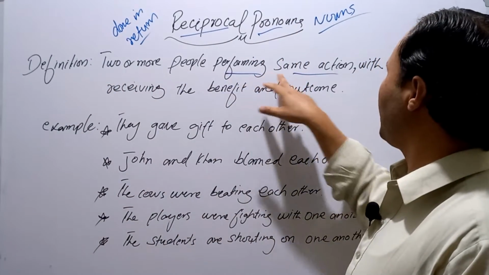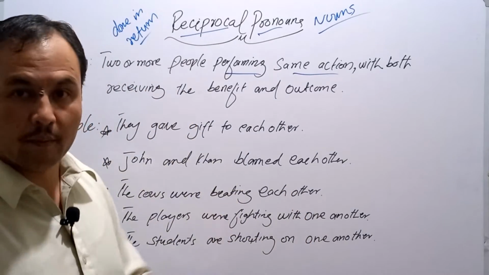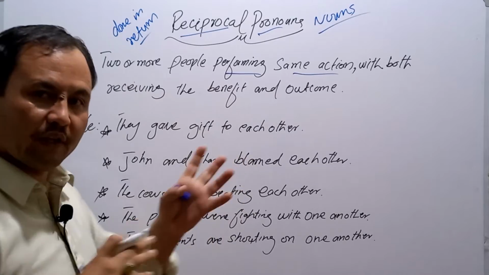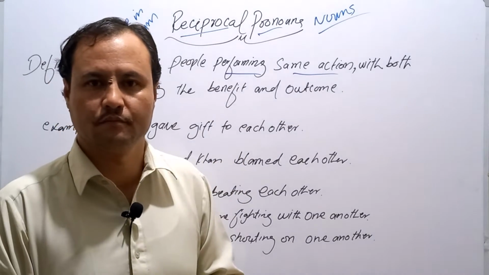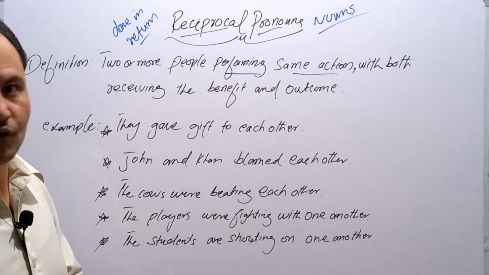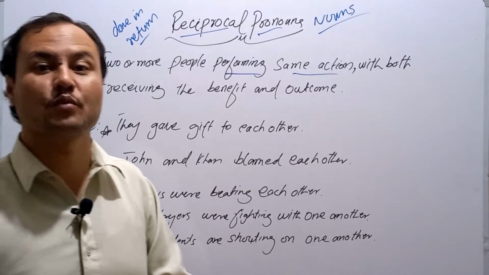So I have brought a definition here. Two or more people performing the same action, with both receiving the benefit and outcome. Both of them will receive the outcome and benefit of that action. For that activity we use reciprocal pronouns.